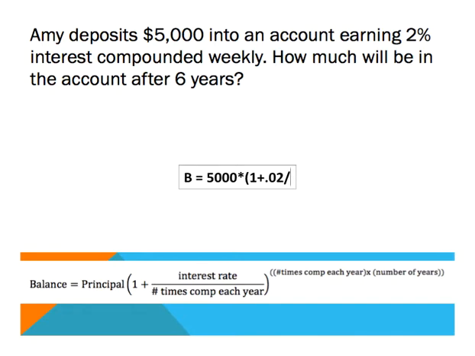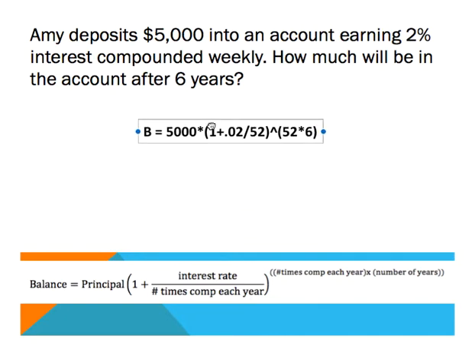Now you have to divide by the number of times that it's compounded each year. So if you look at the keyword here, it says compounded weekly, so that's going to be 52 times a year. And then your exponent is going to be the number of times that it's compounded each year, which again is 52, times the number of years, so that's 6.